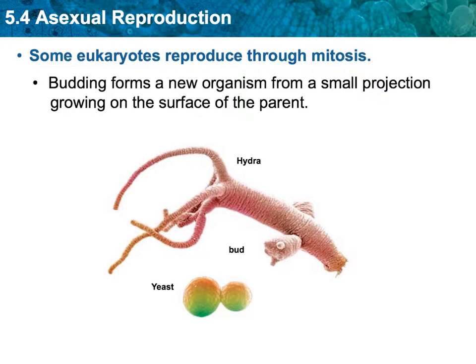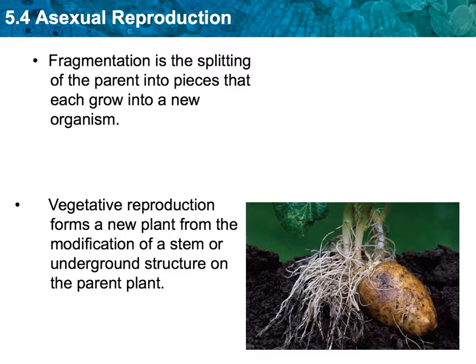Okay, so fragmentation, which is the next thing we're going to go over, is very similar to this. But budding forms a new organism from a small projection that comes off of the parent. Now, fragmentation, similar concept, except that the parent is splitting into pieces, and each piece can grow into a new organism. So again, these are different types of asexual reproduction. They don't require another partner, just one organism becoming a new organism.